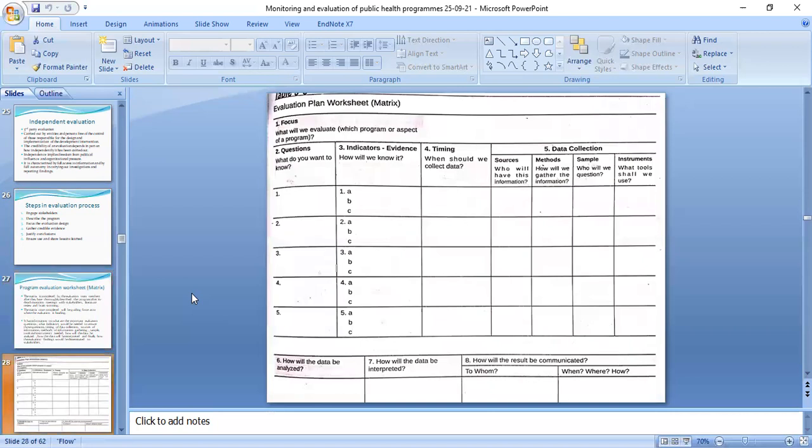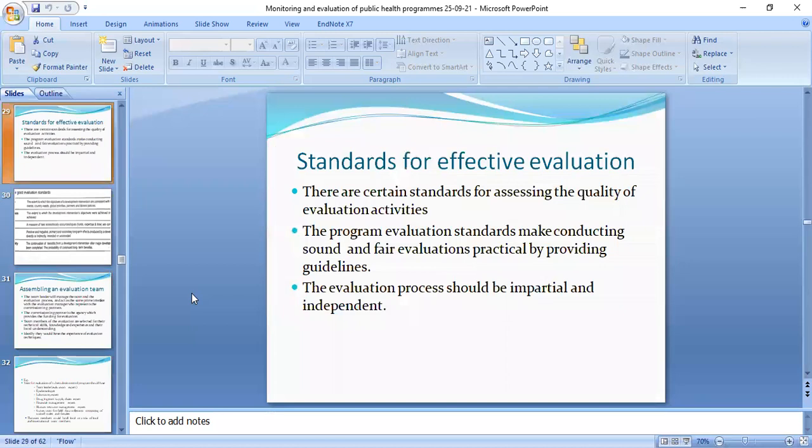This is a sample of an evaluation worksheet, which the evaluation persons will use to complete their evaluation in a specified program.